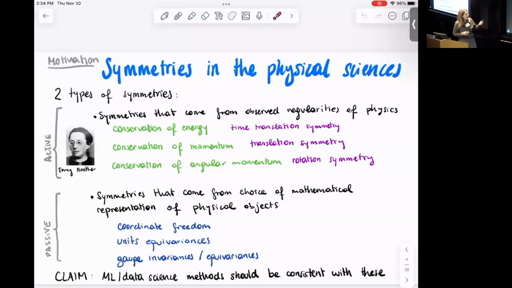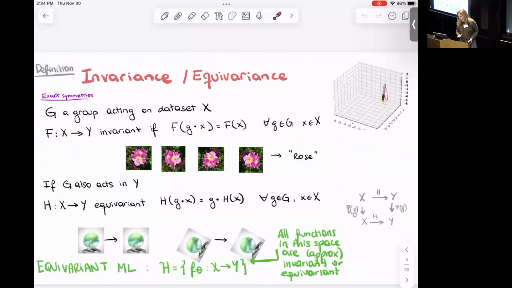So two types of symmetries, passive symmetries and active symmetries. And the claim is that the machine learning models should obey these symmetries, and that would improve their performance. And that's the claim that I want to make. And so how do you make machine learning models satisfy symmetries?